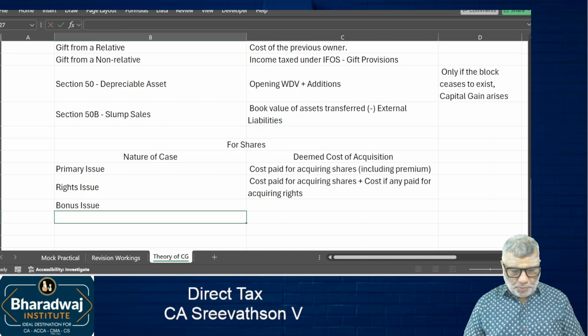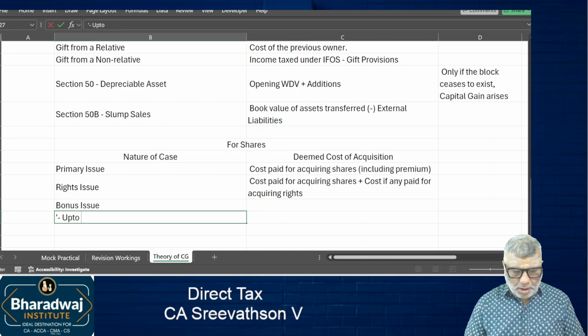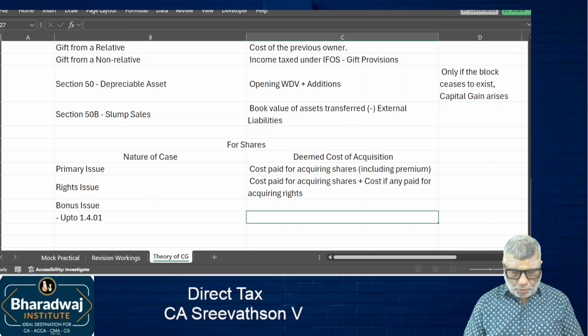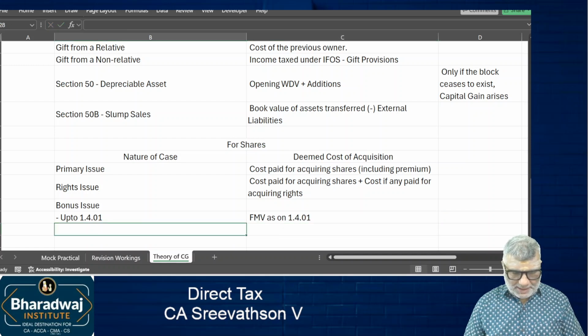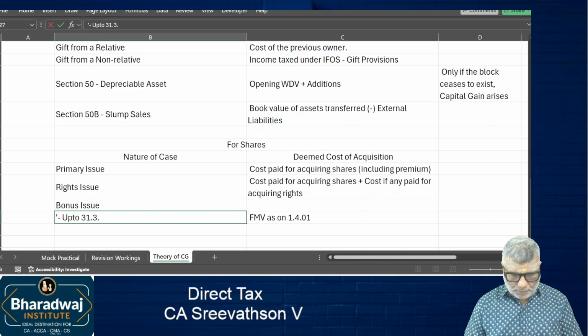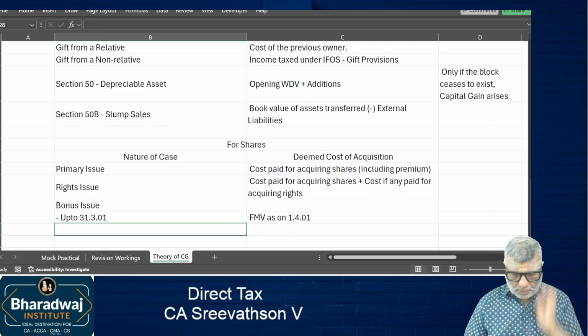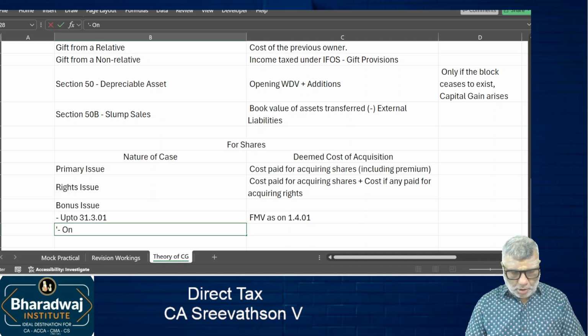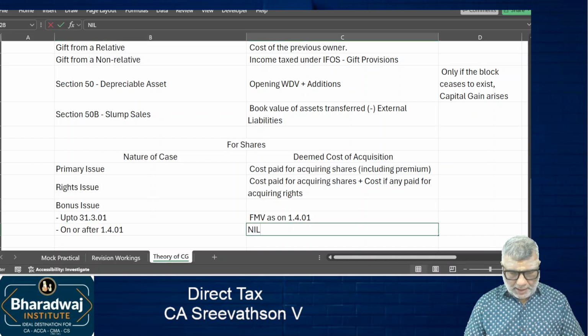Bonus issue up to 1/4/2001: FMV as on 1/4/2001. It's actually up to 31/3/2000. On or after 1/4/2001: nil.